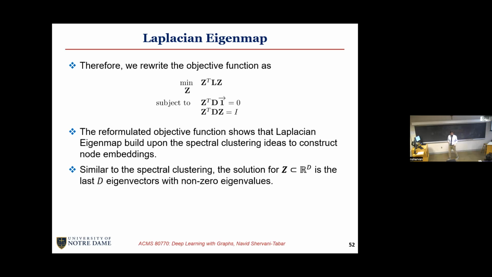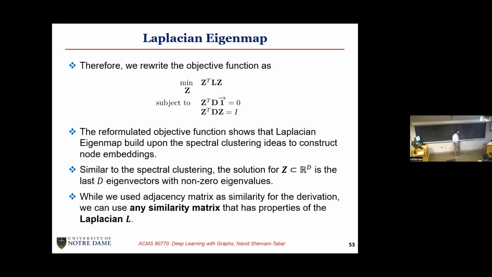So what happens now is that I'm taking a d-dimensional representation of nodes. So I don't have the number of clusters. It's not clustering, but I want to find a d-dimensional representation of that node. And I'm just selecting the last dimensions that correspond to non-zero eigenvalues from the matrix of eigenvectors. So that's going to be a solution for this Laplacian eigenmap problem, and that's going to give us the essential embeddings for different nodes in our graph.